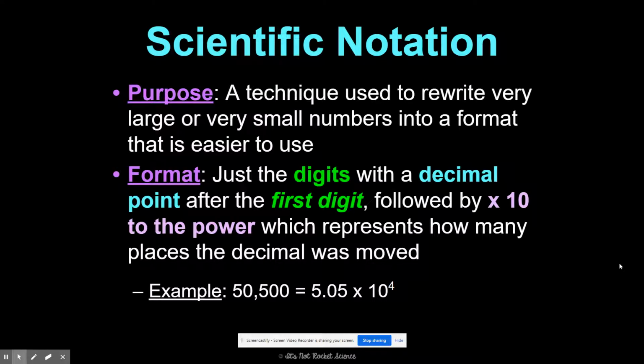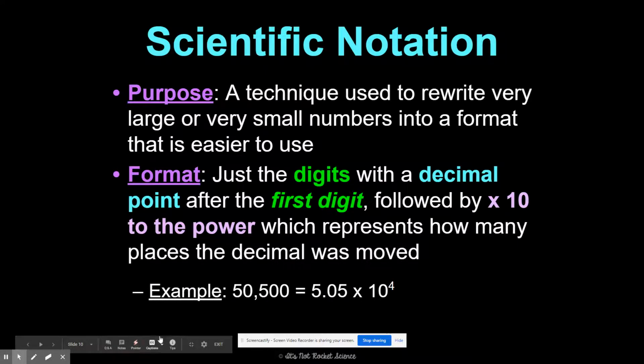Okay, scientific notation. So the whole point of scientific notation is that it's how we're rewriting really large or really small numbers into something that is just easier to use. It's a lot friendlier. It's much more nice to look at than these massive numbers we might be dealing with. So the whole format of it is that we're using just the digits with a decimal point after the first one, followed by a times 10 to something power.